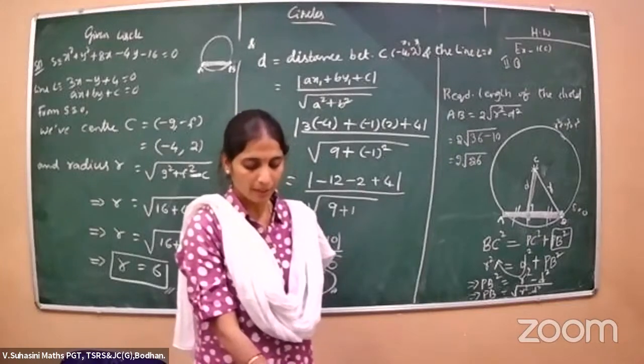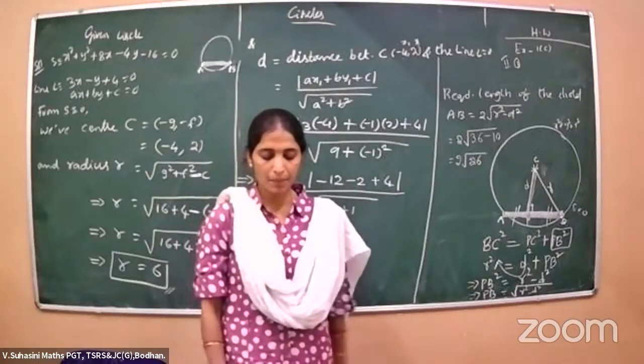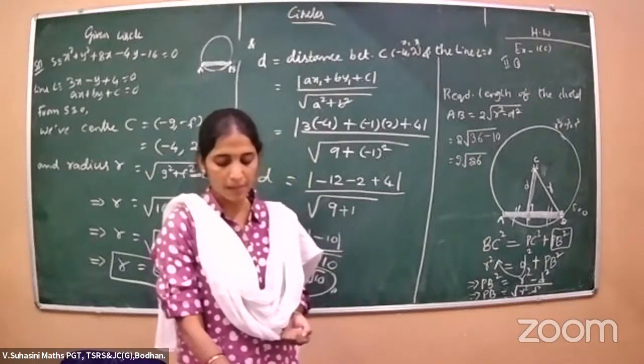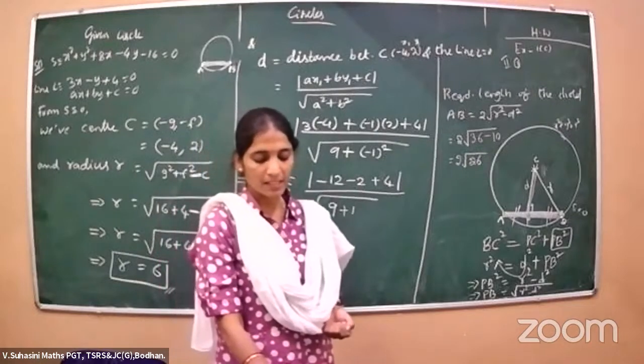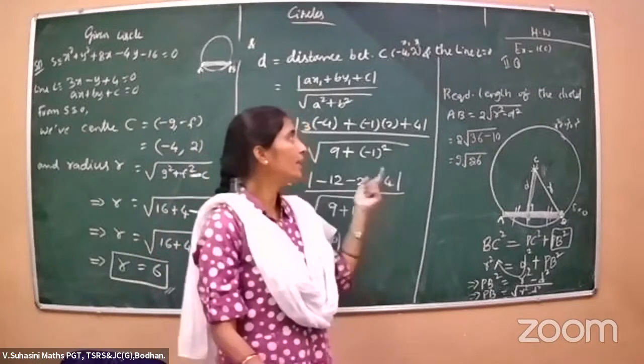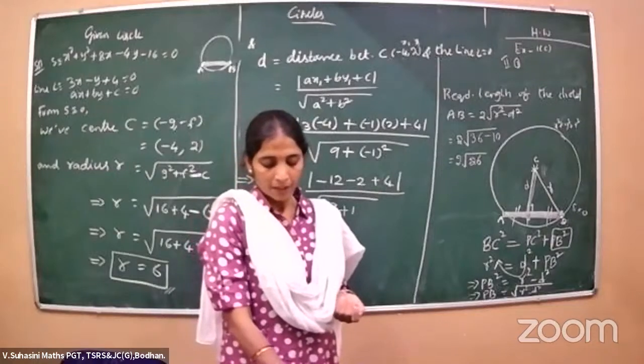Look at the second question, children. Find the length of the curve intercepted by the circle x square plus y square minus 8x minus 2y minus 8 equal to 0 on the line x plus y plus 1 equal to 0. So the same questions, only equations change. Look at the third question.